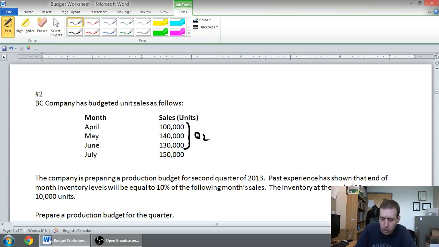Past experience has shown that the end of month inventory levels will be equal to 10% of the following month's sales. Okay, so when we end a month, we want to have some inventory left over. That makes sense. We don't have the cupboards totally bare at the end of the month. We want to have a bit of inventory left over. The inventory at the end of March, so that's before this, was 10,000 units. So we started the quarter with 10,000 units of inventory. Okay, prepare the budget for the quarter.